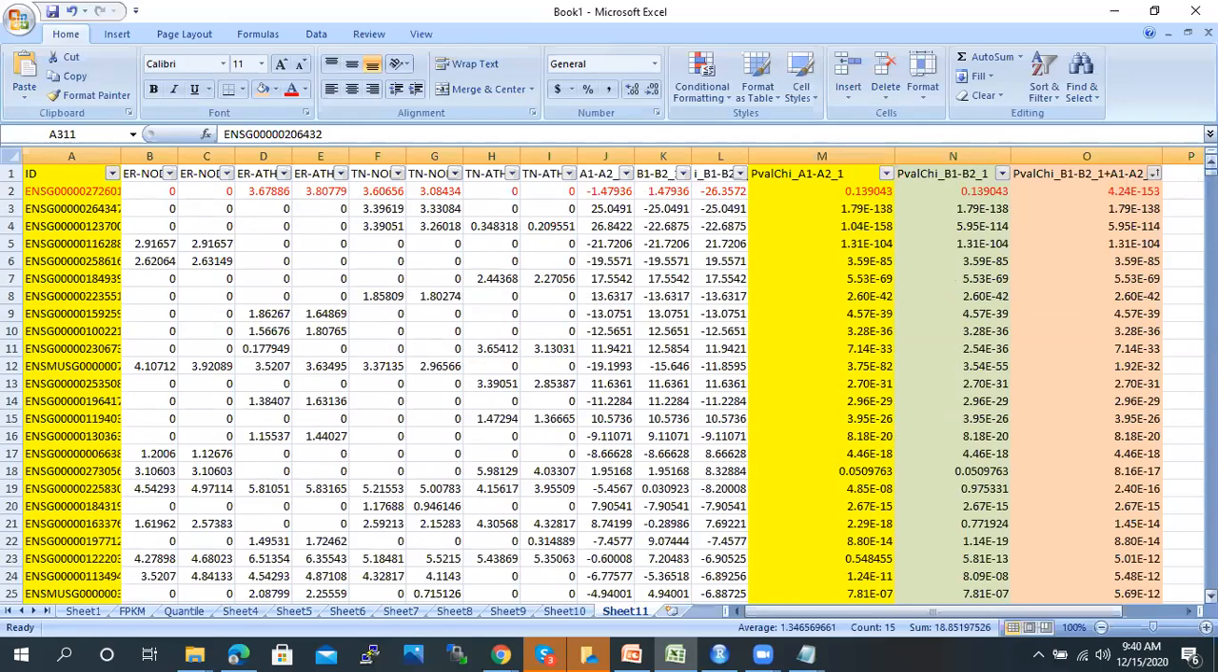Is it clear to everyone how you can interpret this output? Is it clear? Okay, that's great. So now let's move ahead.